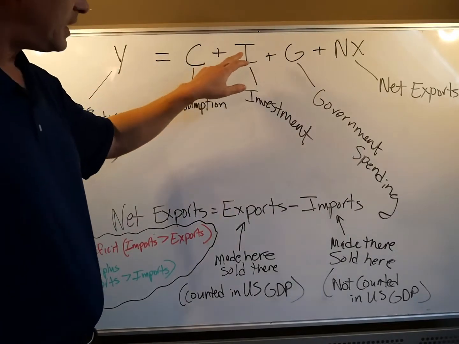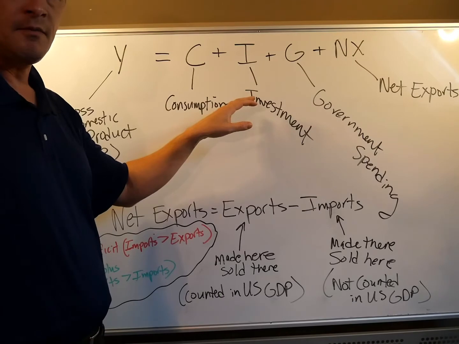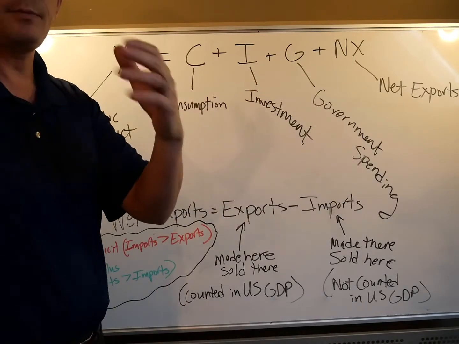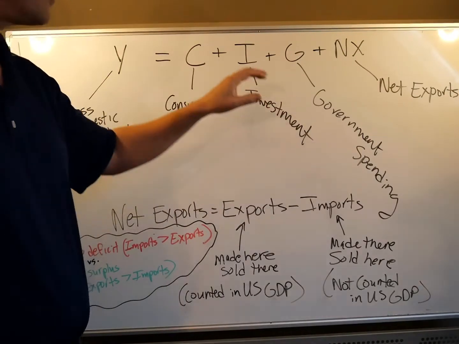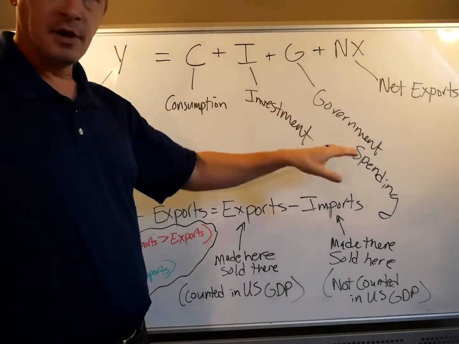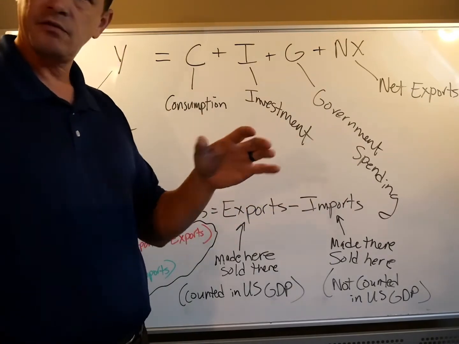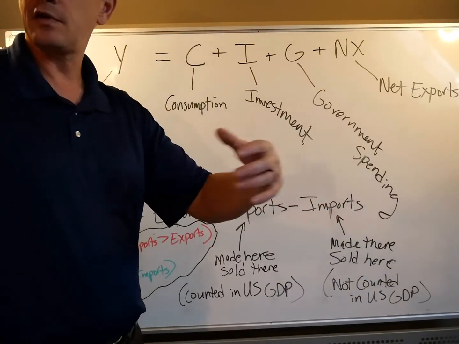All right. Investment, I. This is investment made both by people and largely businesses. We're going to break down each one of these components, don't worry. G is government spending. G is the money that government spends.